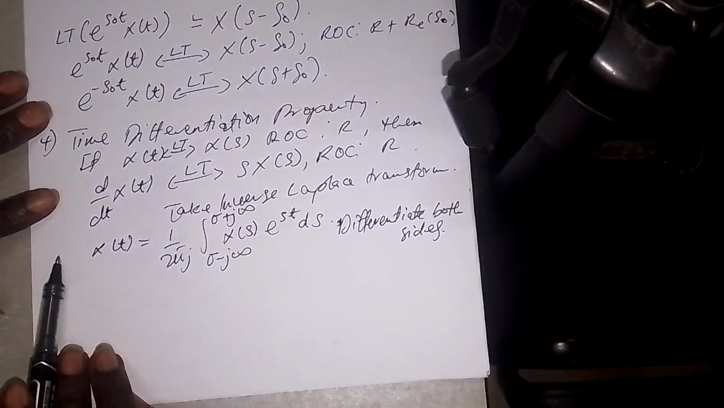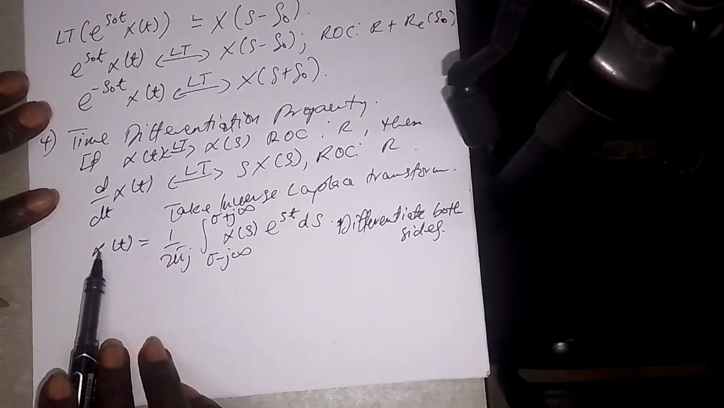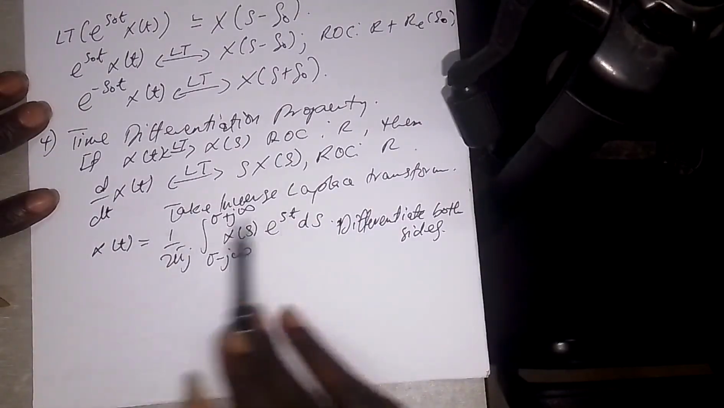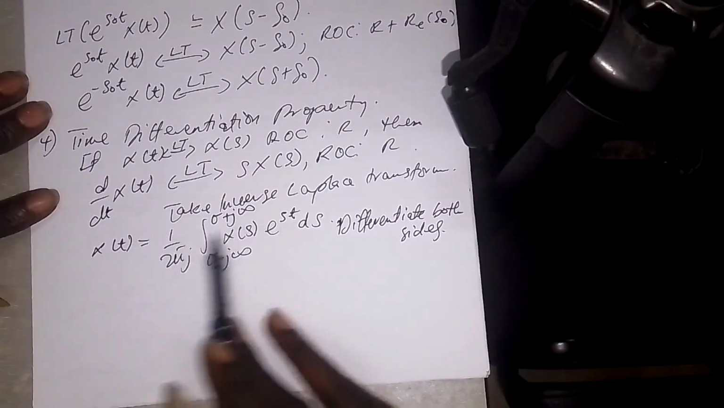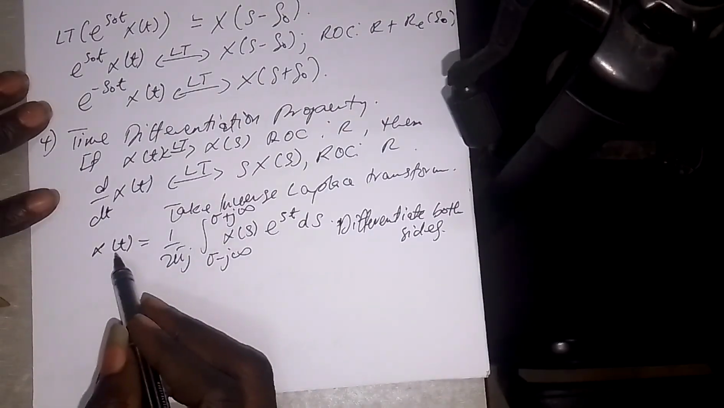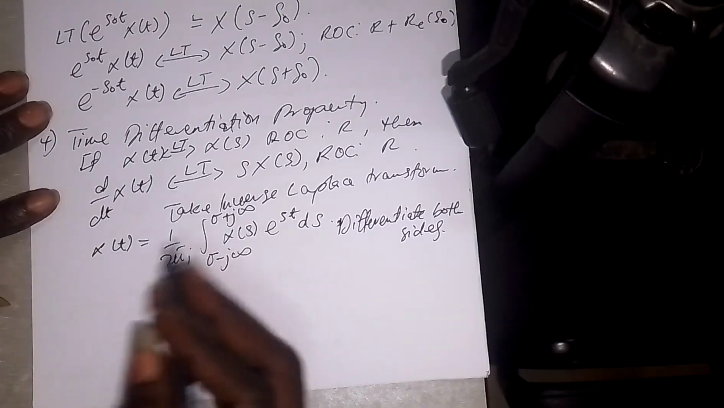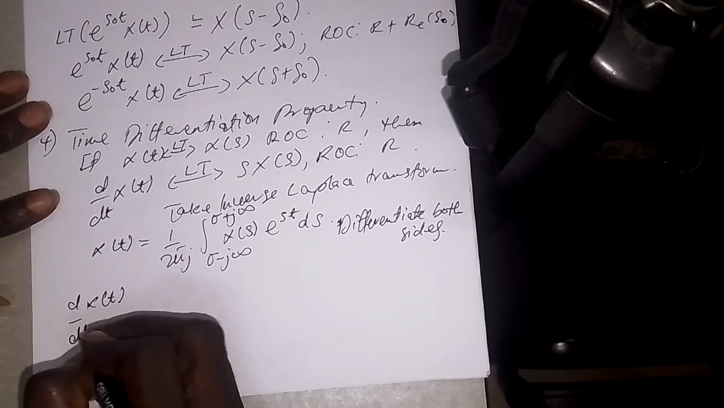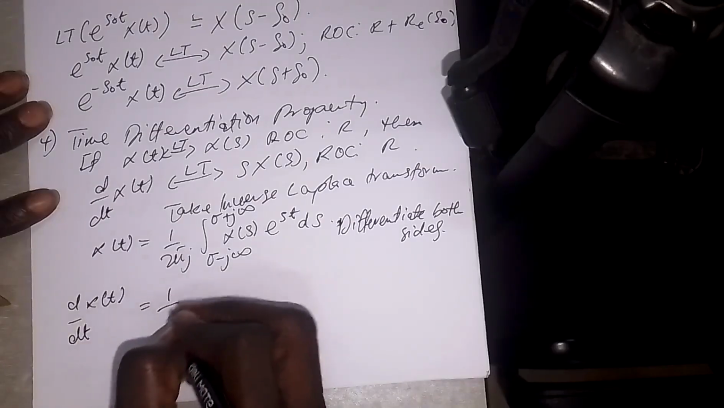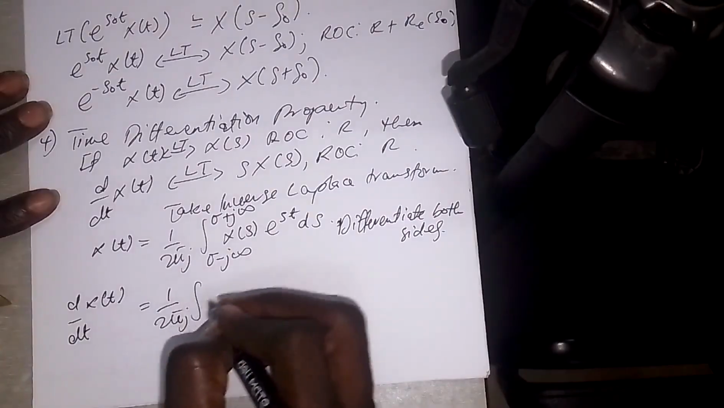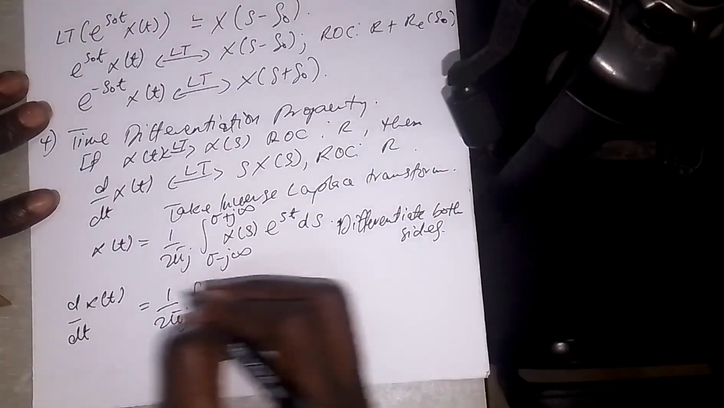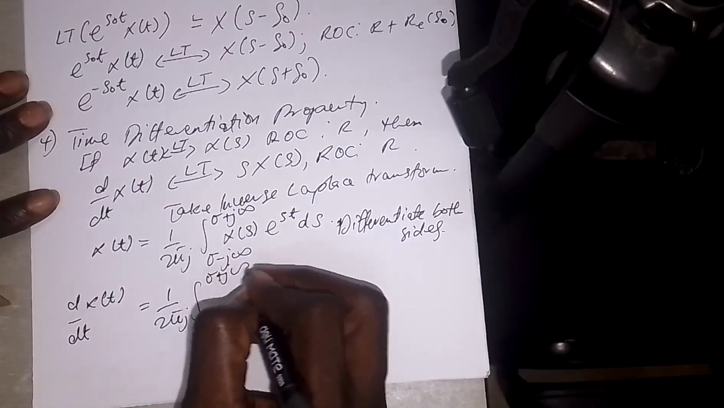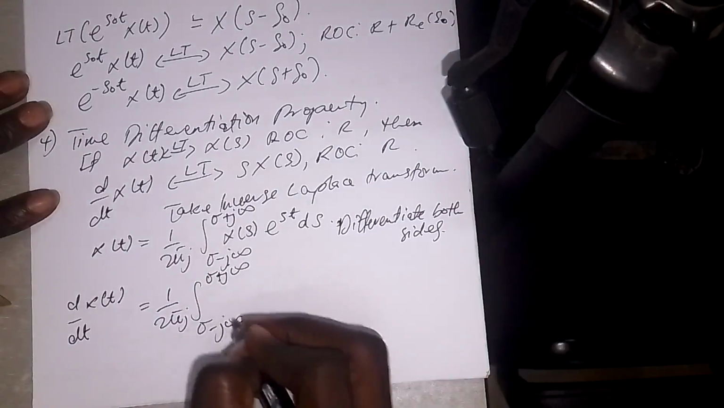Differentiating both sides means that I must differentiate the inverse Laplace transform. So I will differentiate this side. Now d of x of t over dt is equal to 1 over 2 pi j into what I have here: the integral from sigma minus j infinity to sigma plus j infinity.